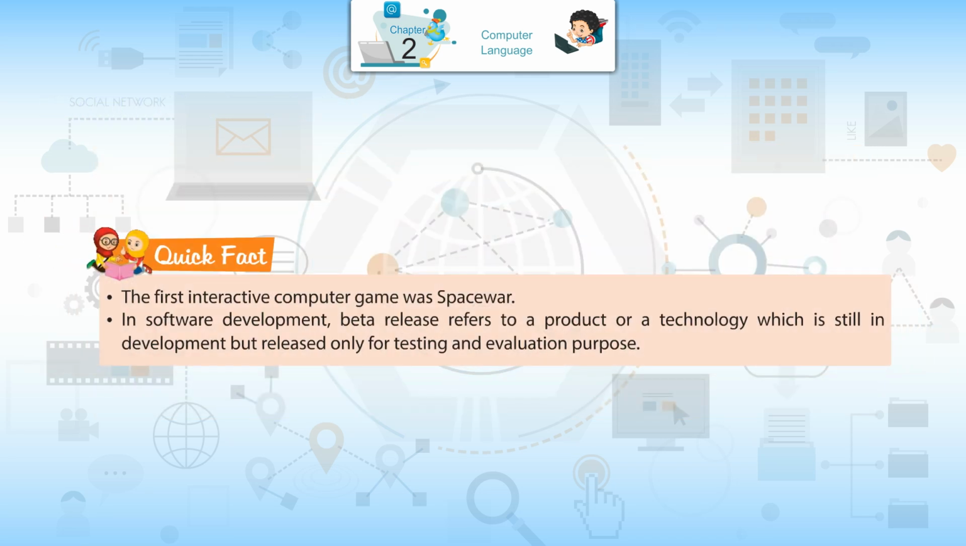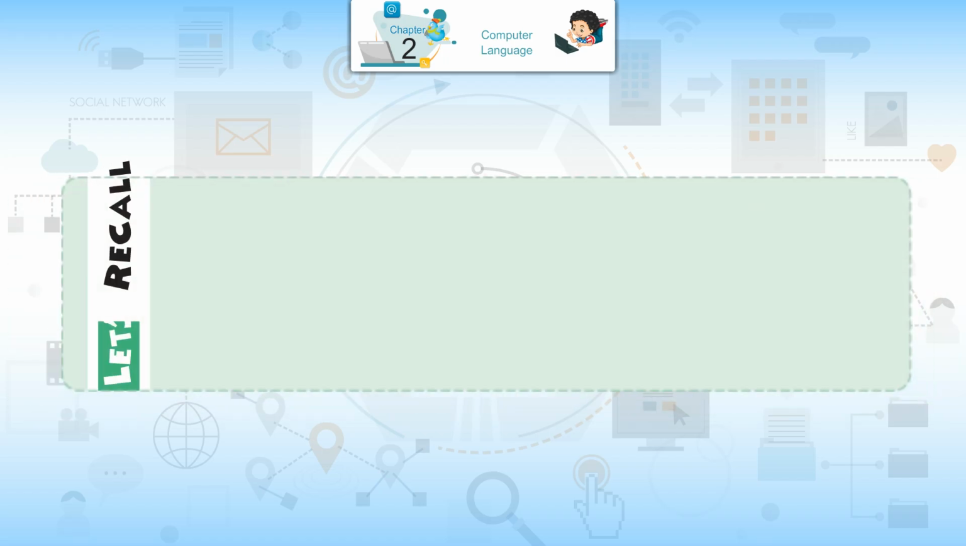Application development tool. Quick fact: the first interactive computer game was Space War. In software development, beta release refers to a product or a technology which is still in development but released only for testing and evaluation purposes.